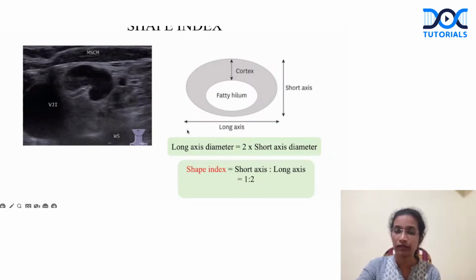Now what is the shape index? It's nothing but the ratio between the short axis and the long axis. So if the short axis is 1, then the long axis is 2 times the short axis. So 1 is to 2. So the normal shape index is 1 is to 2.